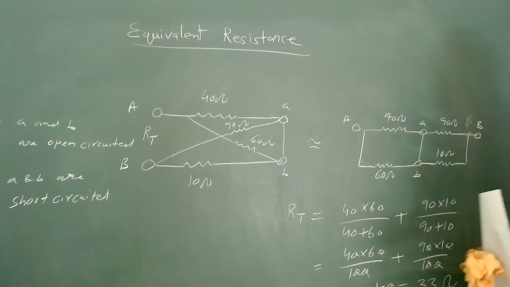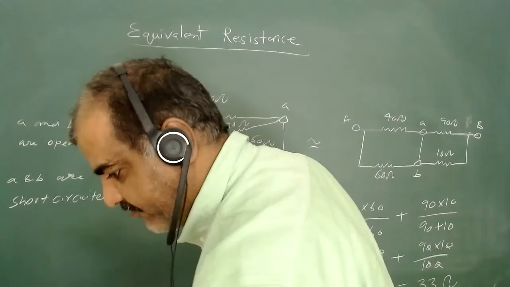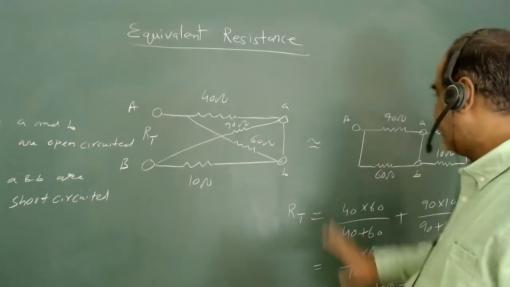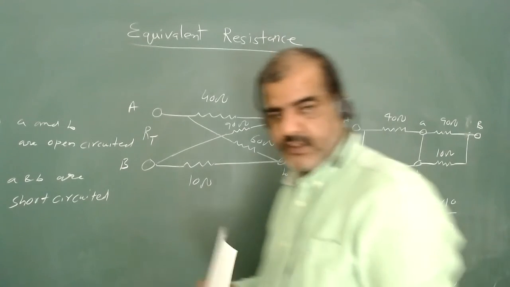So when A and B are open, we have an equivalent resistance equal to 45.5 ohm, and when we short circuit this A and B, in that case the RT is equal to 33 ohm. Thank you very much.